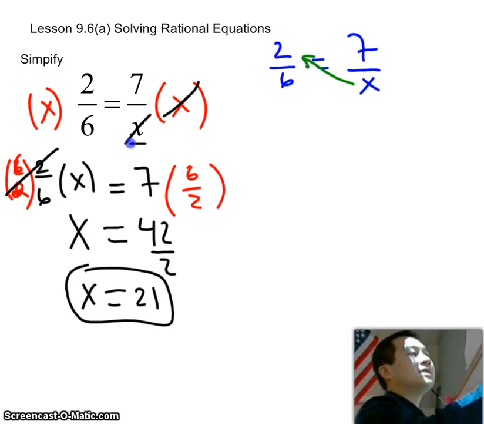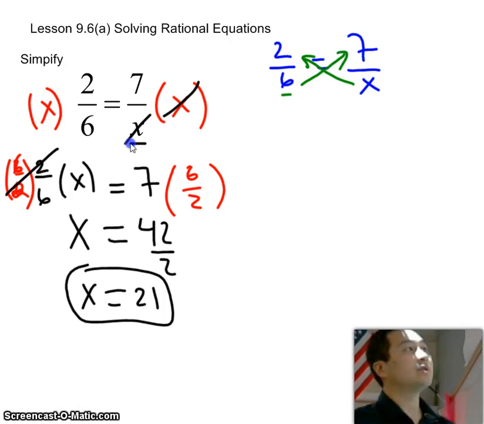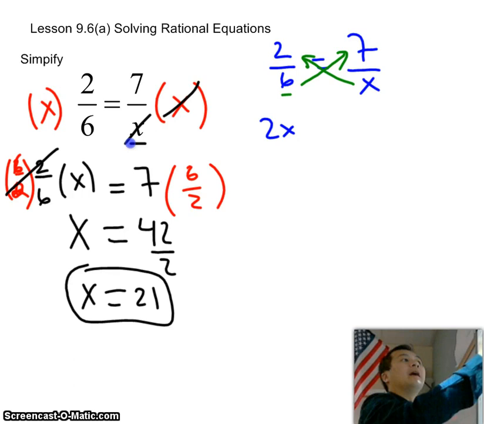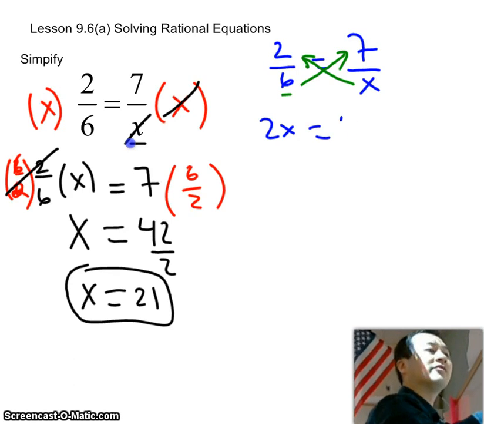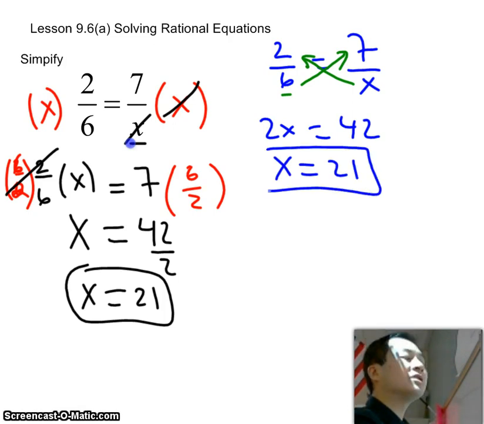I want to get rid of the 6 also, so I'm going to multiply both sides by 6. So take a look. If I multiply both sides by x, that becomes 2x. If I multiply both sides by 6, that becomes 42, and that gets rid of the denominators. Divide by 2, x equals 21. So do you understand how they're kind of related, or they're the same thing? Hopefully, yes. If you don't, then please ask your brothers and sisters, or ask me when I get back. Or write me an email and I'll answer them.